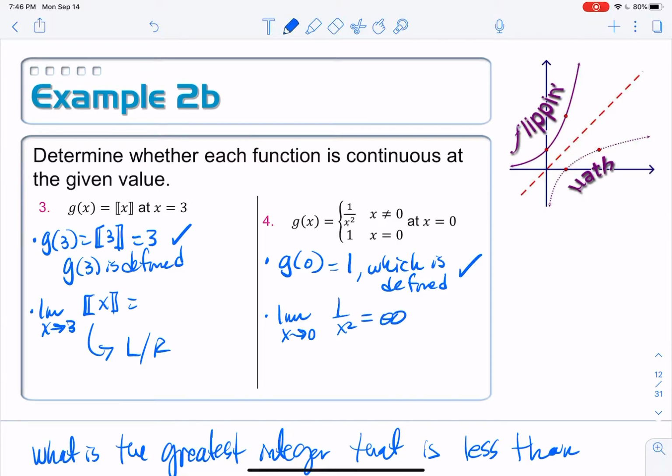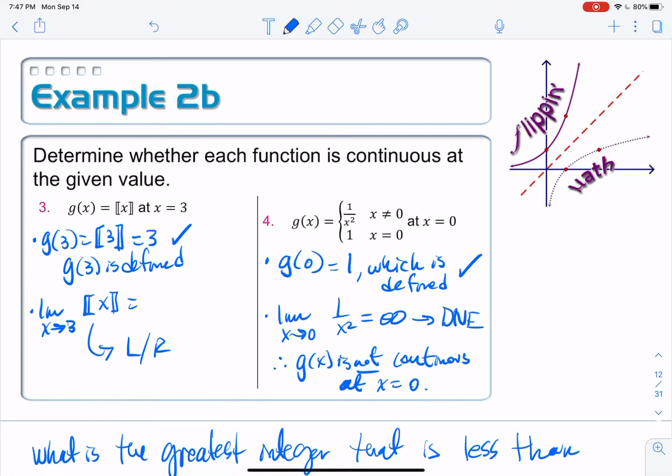And remember, that means DNE. It means that it does not exist. So since the limit does not exist, I can stop right here and say that our function is not continuous. Therefore, g of x is not continuous. Oh, wait, underline. At x is equal to 0.